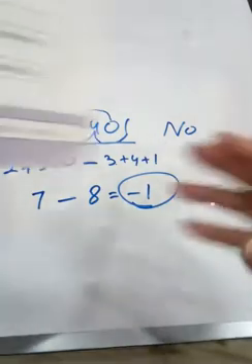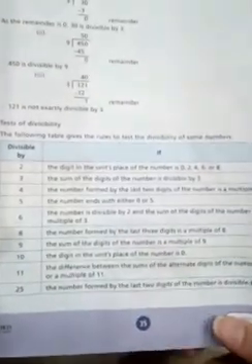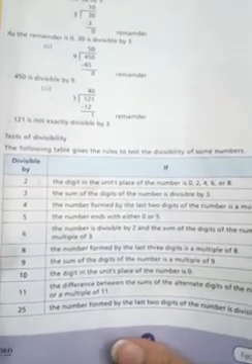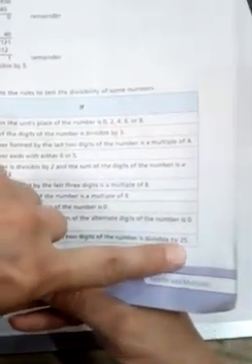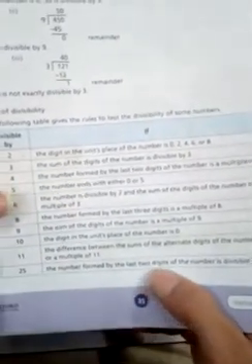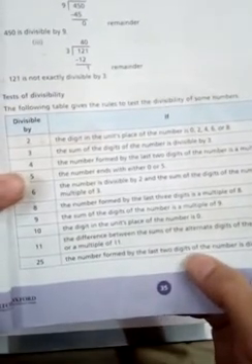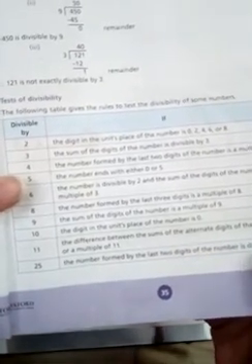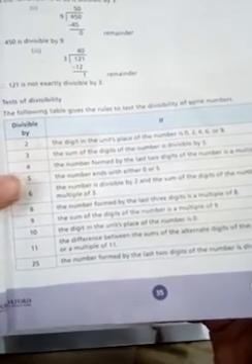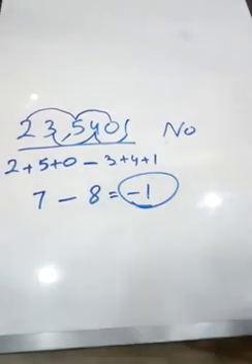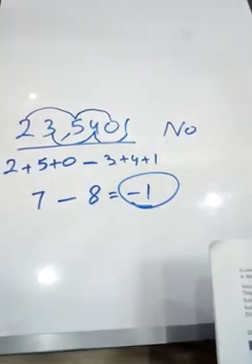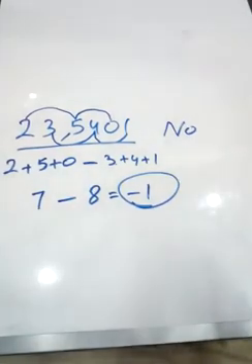After understanding all those test of divisibility rules, we can solve our exercise 3a. For the rest of the part, the test of divisibility of 25 is that the number found by the last two digits of the number is divisible by 25. We have to see the last two digits for this. Now move on to exercise 3a, next question.